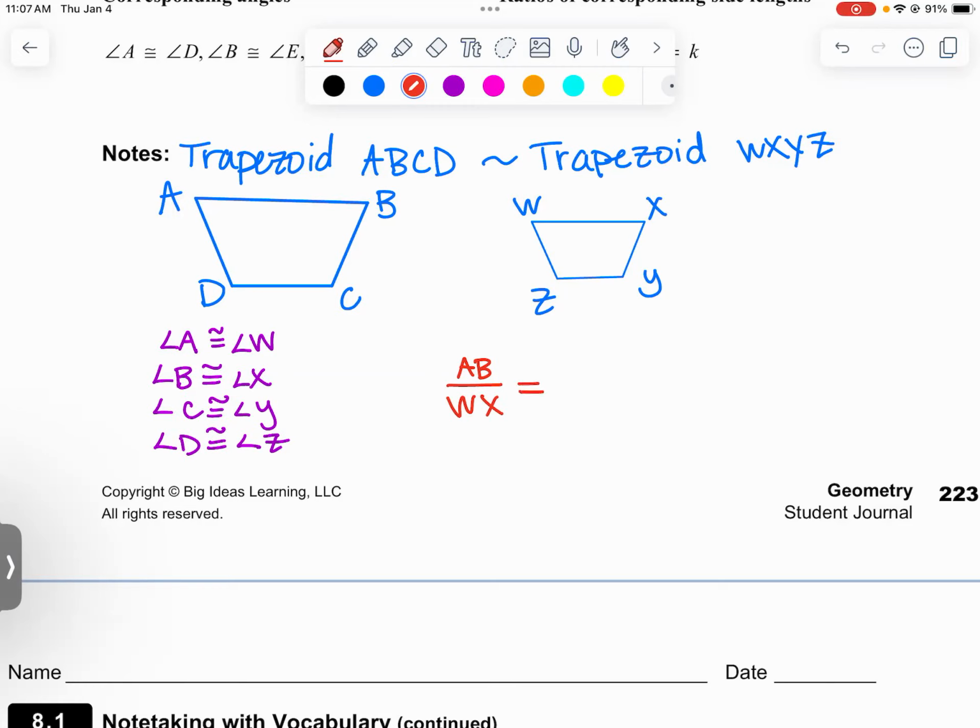same ratio as if I take BC's measurement over XY's measurement, which will be the same as CD over YZ, which will be the same as AD over WZ, excuse me. I know my letters, I promise.